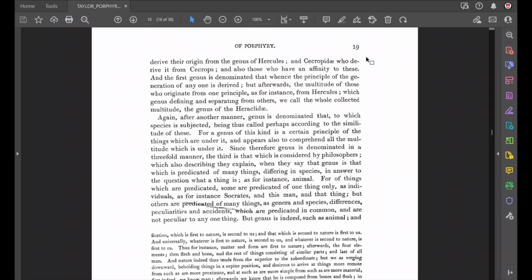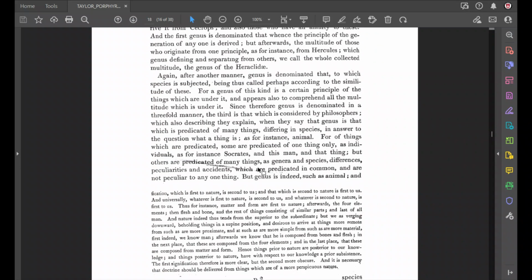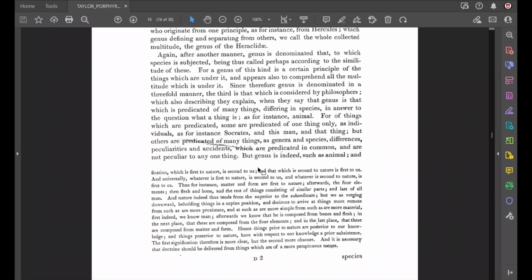"For of things which are predicated, some are predicated of one thing only, as individuals. As for instance, Socrates, and this individual man, and that individual thing. But others are predicated of many things, such as genera, species, differences, peculiarities, and accidents," the 5 predicables, "which are predicated in common and are not peculiar to any individual thing. But genus is indeed such as animal." Now here we have examples of each of the 5 predicables, so this is going to be helpful. He gives us an example of each of the 5 predicables.